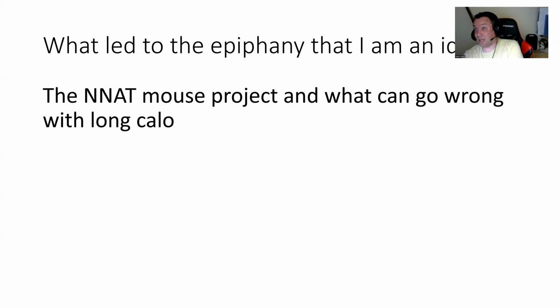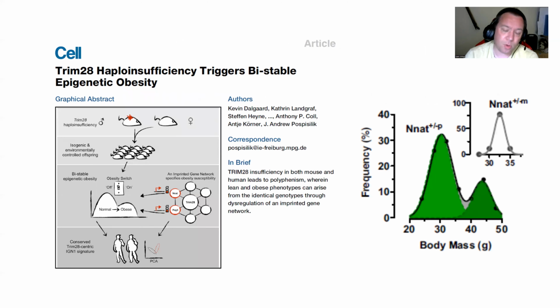And so what can go wrong with long calo? I think this is a beautiful example of how you need to be careful with longer calorimetry runs. One of the really amazing things about the NNAT lines is that if you have the NNAT knocked out from the paternal allele, the offspring will be biphasic for their body weights. They're genetically identical. All of these are effectively NNAT knockouts because the maternal allele is wild type but silenced, and the paternal allele is gone, and you will get a bimodal distribution. Some of the mice will be in the range of 30 grams, relatively similar to the wild type animals, and then a proportion of them will be quite a lot heavier.